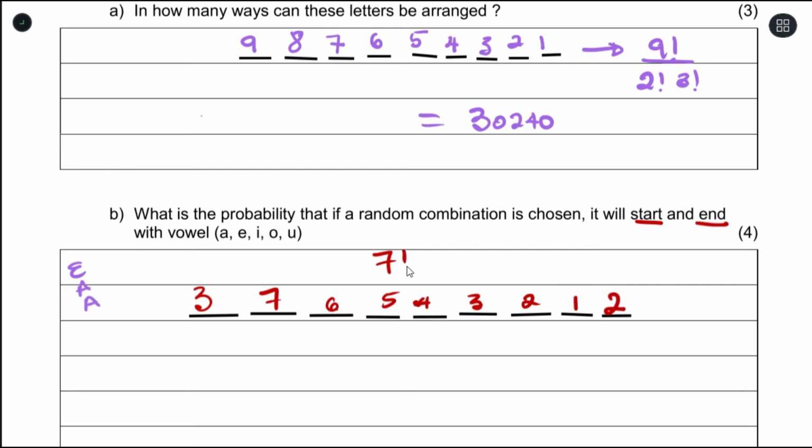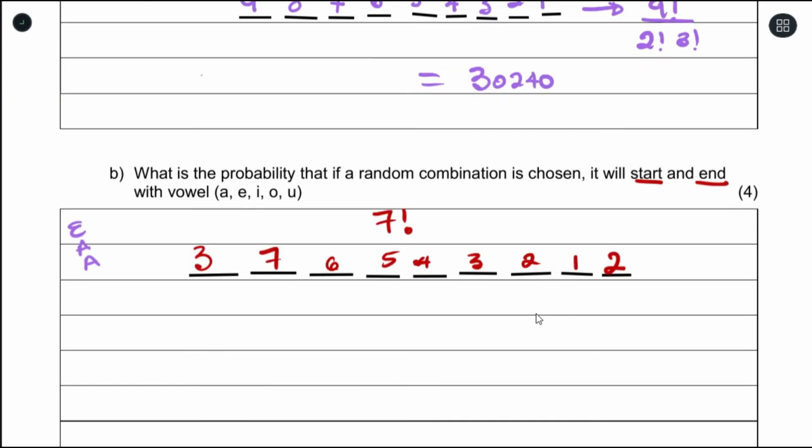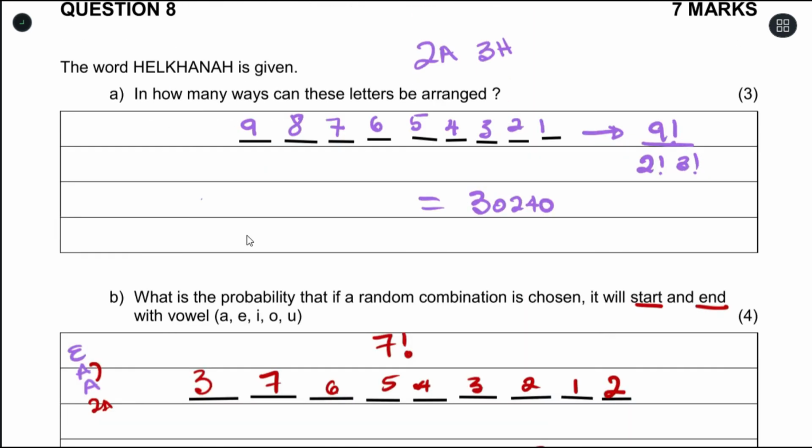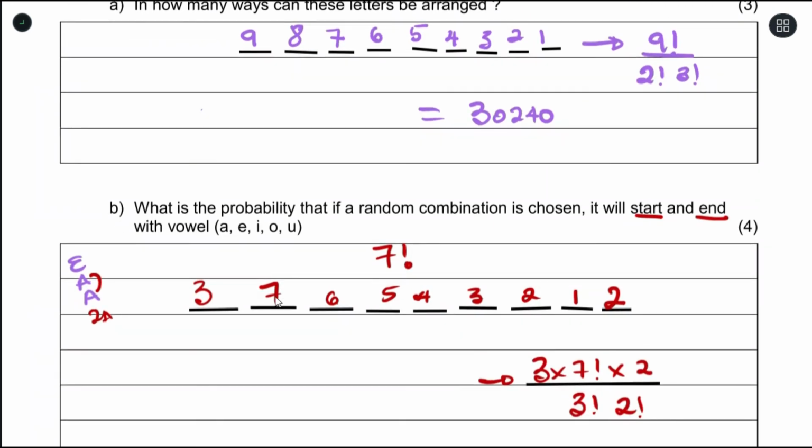That's the same thing as saying 7 factorial. Part of our answer would be 3 times 7 factorial times 2. We need to look out for letters that are identical or repeated. H was repeated, so that means we divide by 3 factorial. And even with your vowels at the end, we also see that you have 2 A's, so that's also repeated. So you would also divide this by 2 factorial. So this will be the number of ways that the word Helkana can be arranged in such a way that it starts and ends with a vowel.